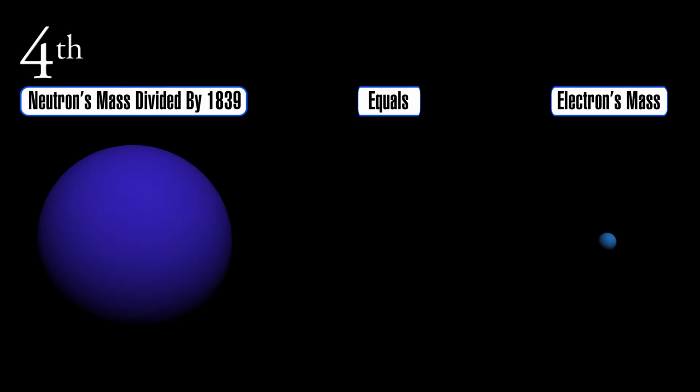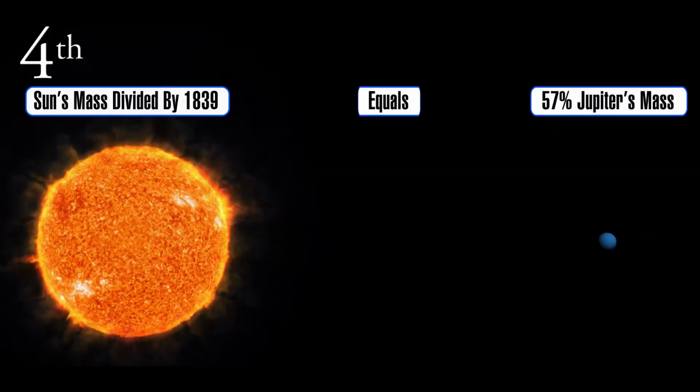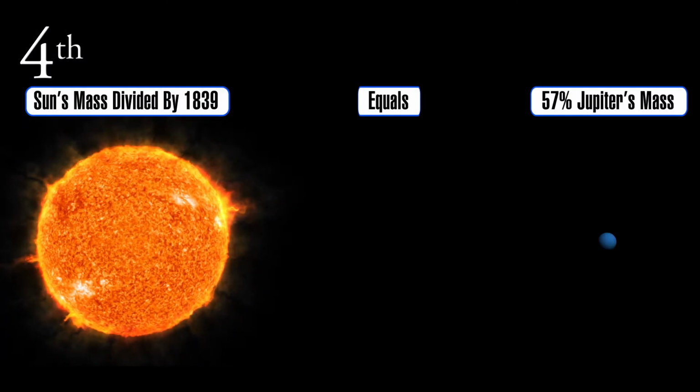Fourth, the neutron decays into two particles, a proton and an electron, while emitting neutrino energy. The mass of the neutron divided by 1839 equals the mass of the electron. The mass of the Sun divided by 1839 should equal the mass of a cosmic scale electron, 1 times 10 to the 27 kilograms. The mass of Jupiter is 2 times 10 to the 27 kilograms, while the 8 planets total 3 times 10 to the 27 kilograms. Is this just a coincidence?